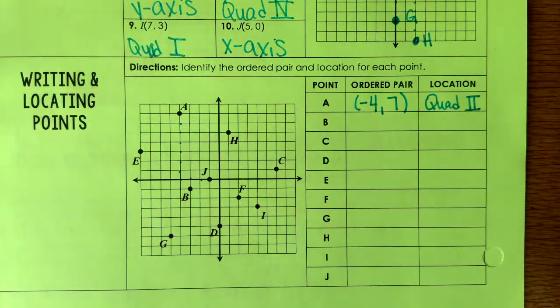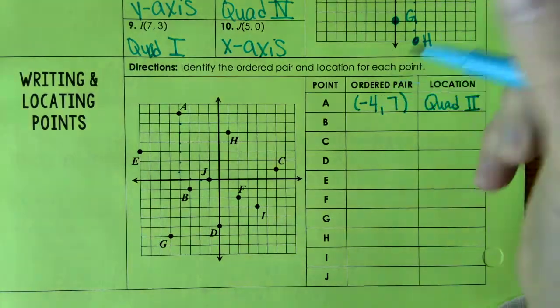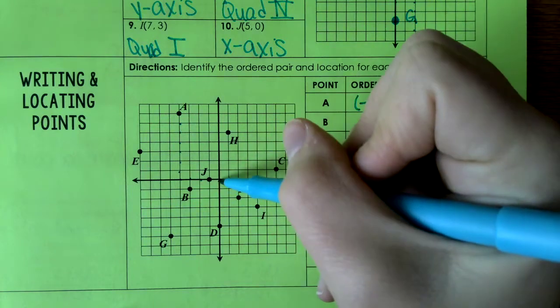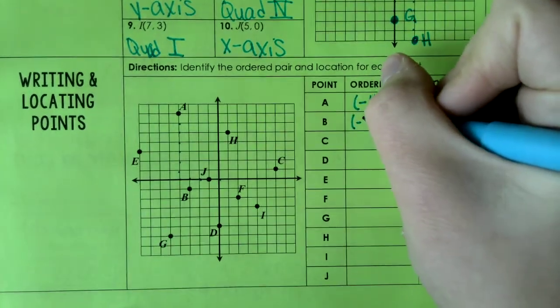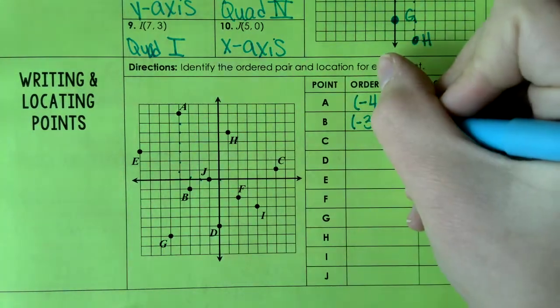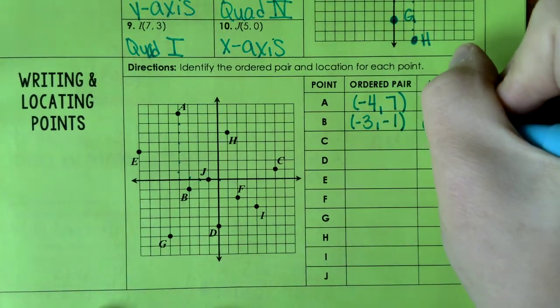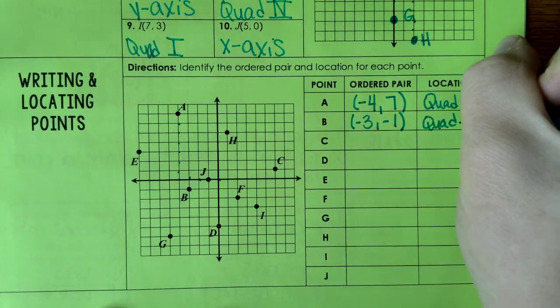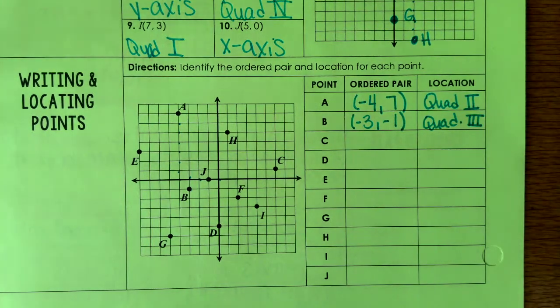Okay, well, let's look at B then. B is right here. I have to go backwards 1, 2, 3, so my x is going to be -3. And then I move down 1. Since I moved down 1, that's a -1. And that is in quadrant 3. 1, 2, 3. There we go. That's what I was trying to get to.